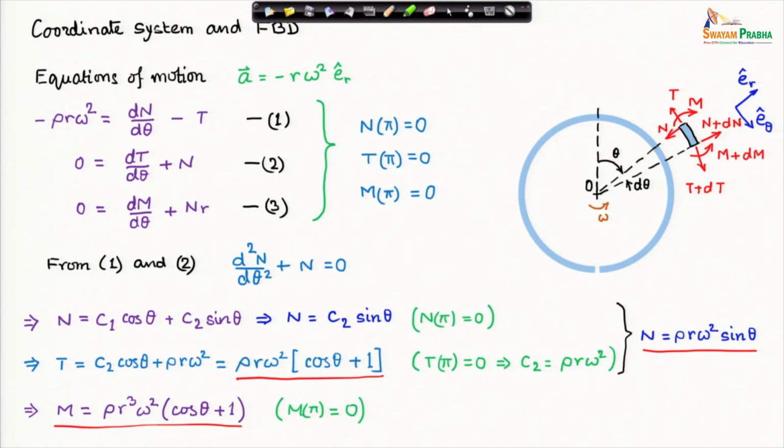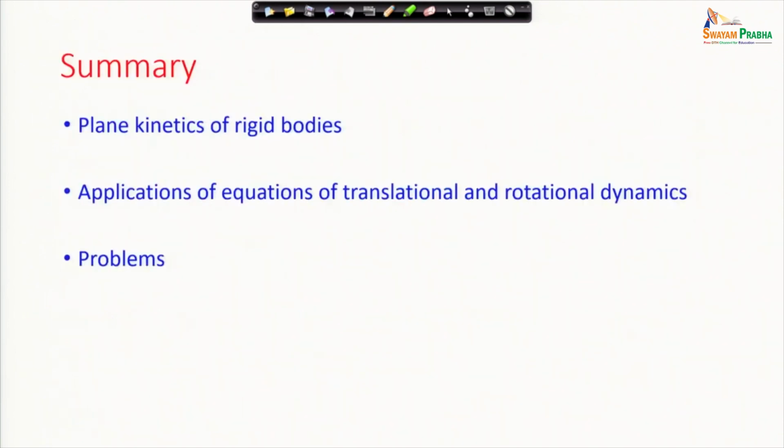The bending moment is obtained from the third equation by straightforward integration. I have this expression for the bending moment, and when I integrate I have a constant of integration, which is solved from the condition that the bending moment at pi is equal to 0. So, this completes this ring problem.